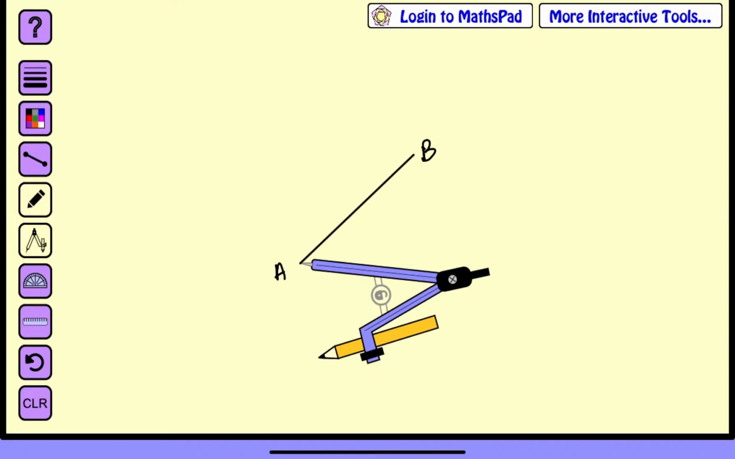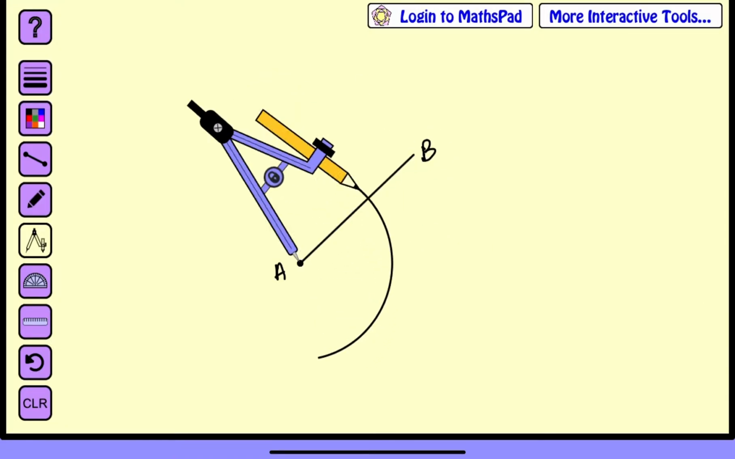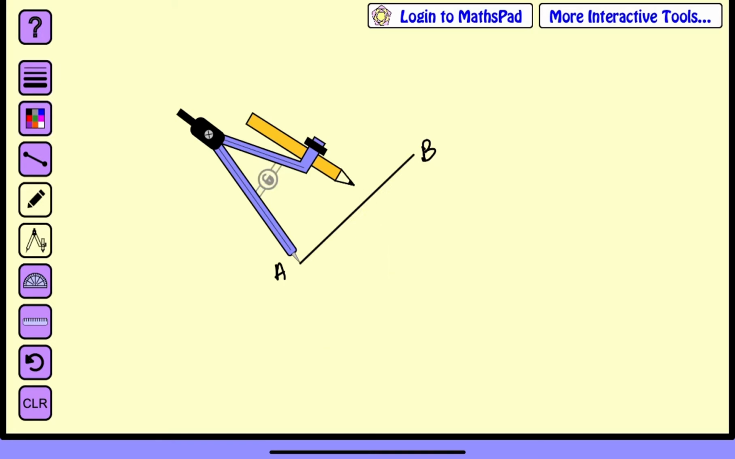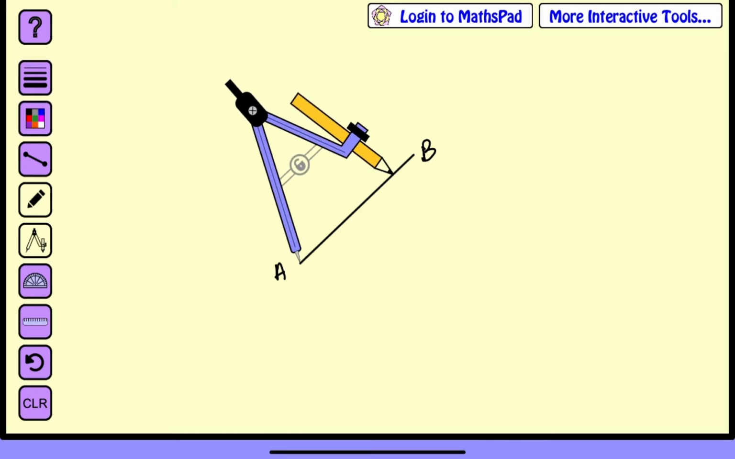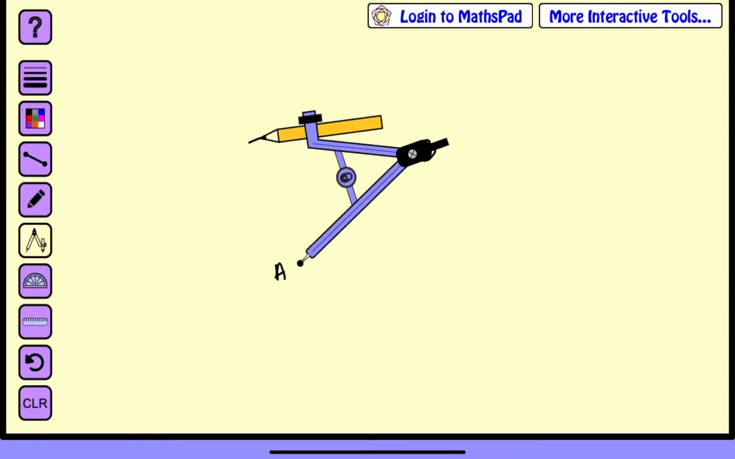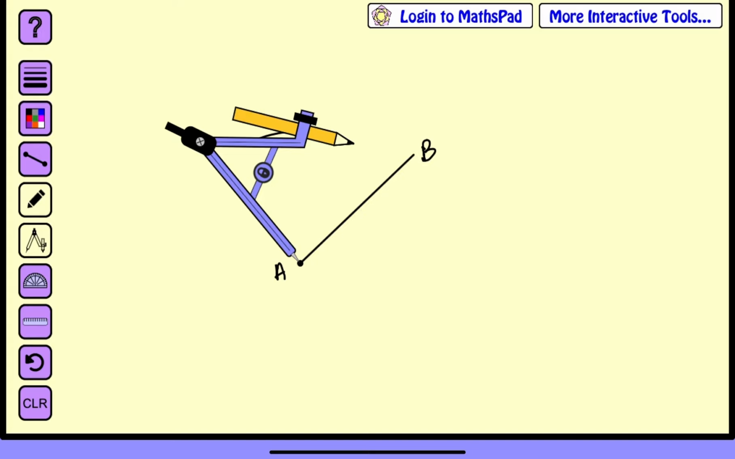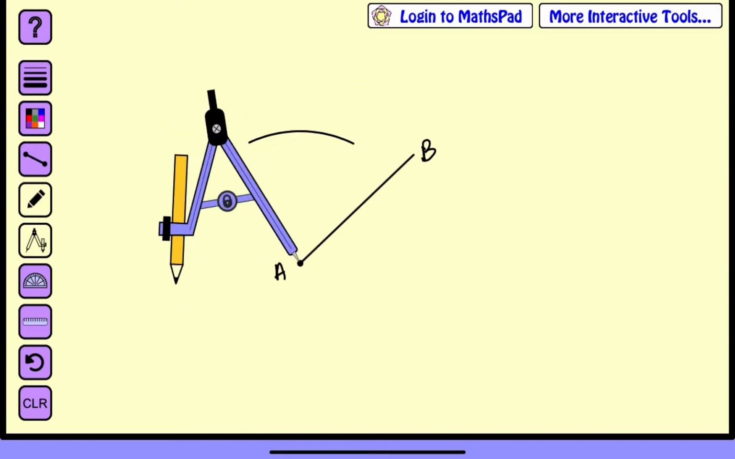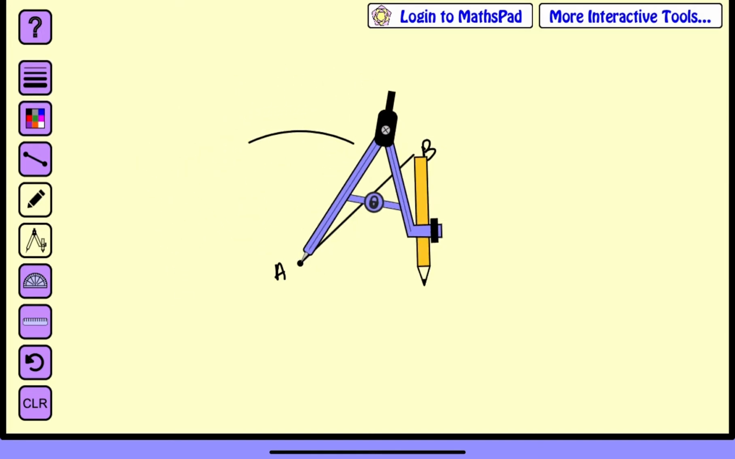So first, I adjust the compass to more than half, slightly more than half. Don't have to extend fully, you want to extend fully also can. You just have to make sure it's more than half. Then after that, I fix the length. Then I draw an arc. It's a bit wonky.